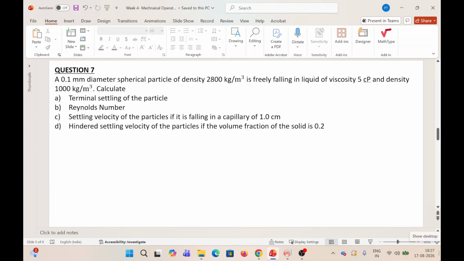So, how do you go about solving this problem? First, calculate the Reynolds number.